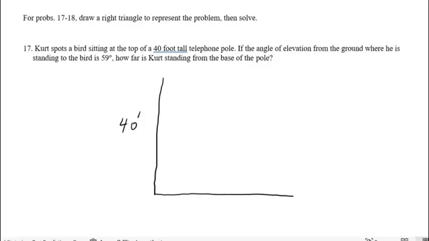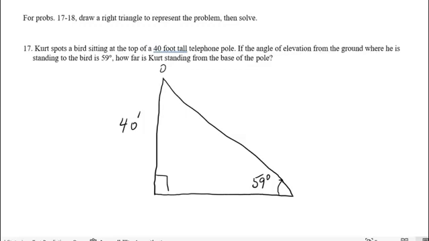Okay, so he's on the ground. The bird is up here. So he's on the ground looking up at the bird. That's what an angle of elevation is. So this little sketch is going to be my right triangle, and that angle of elevation that's created is 59 degrees. And you'll always, in these problems, be sketching a right triangle.